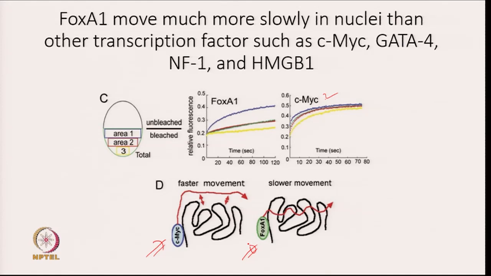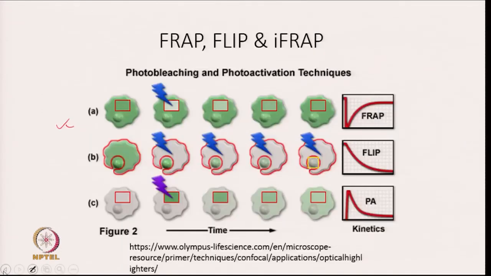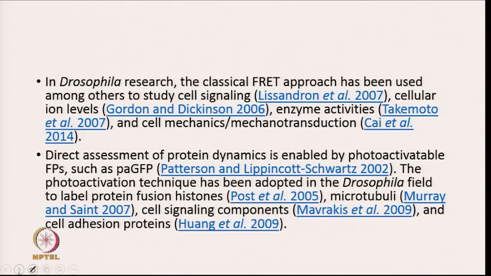Several of such examples are present in the literature. So FRAP and FLIP are generally used to look at the movement in a cell. There are several other examples. People have used the FRET approach to study cell signaling, cellular ion levels, enzyme activities, and cell mechanics or mechanotransduction. These are a few references which are present. You can go and look at them.